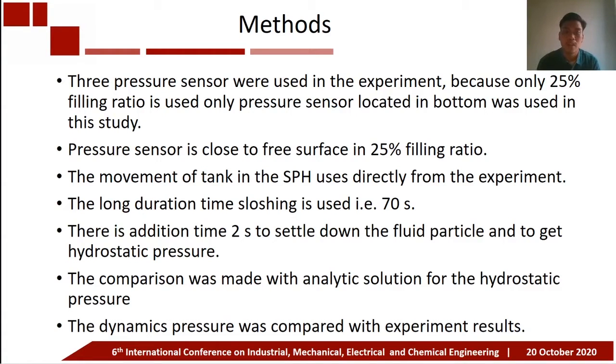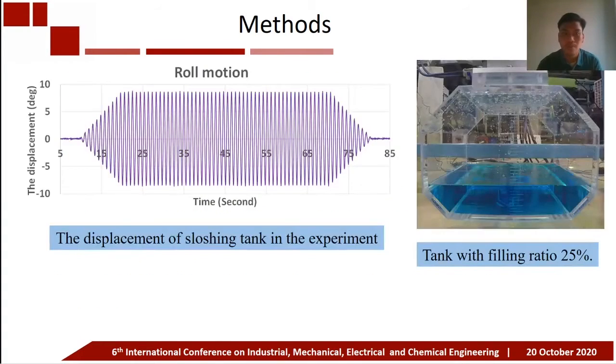The movement of the tank in the SPH is used directly from the experiment. The long duration sloshing time is 70 seconds. There is additional time to settle down the fluid particles and to get hydrostatic pressure. The comparison was made with the analytic solution for the hydrostatic pressure. The dynamic pressure was compared with the experiment result.